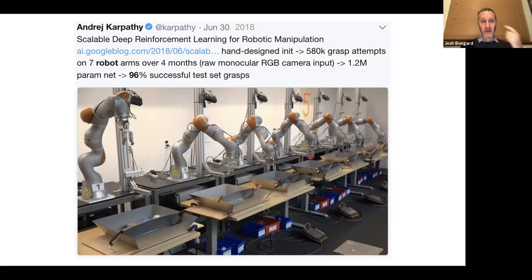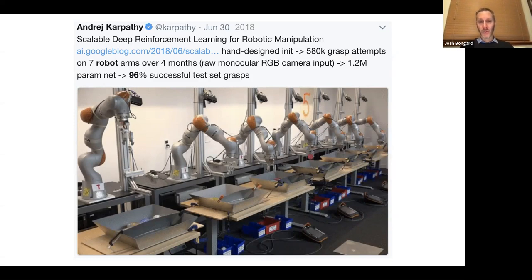This is some work from Google, just reported this past summer. This was a project about scalable deep reinforcement learning for robot manipulation. As you can see, the tweet summarizes the method here. There are seven robot arms tasked with performing object manipulation. The arms are equipped with a very deep neural network. The initial values of the weights in this network were set by hand. The seven robots then performed over 4 months 580,000 attempts to grab objects in the bins in front of them. It took 4 months to do so.